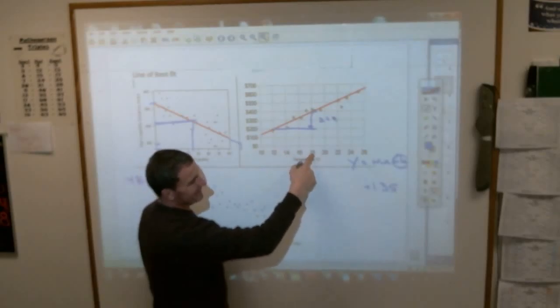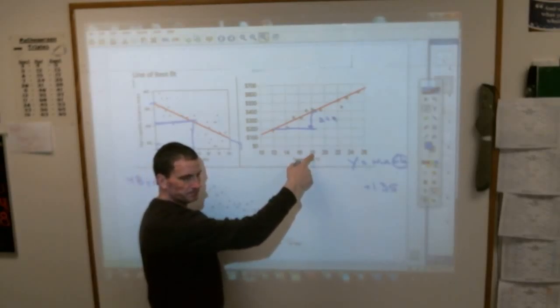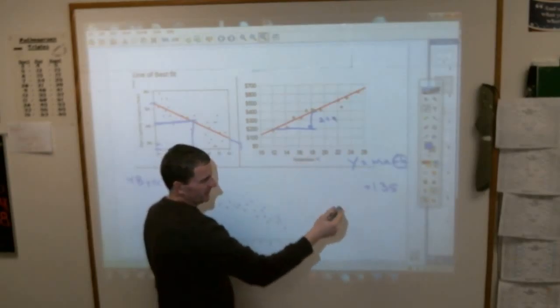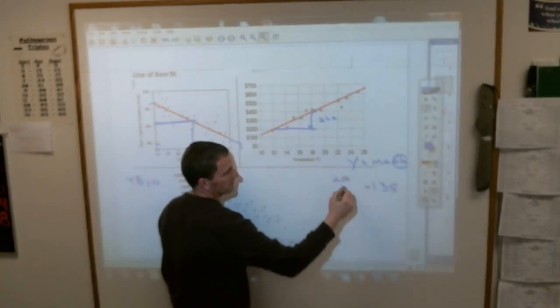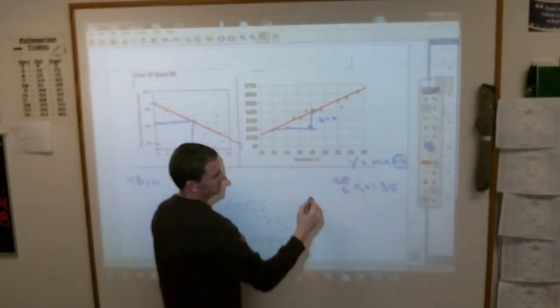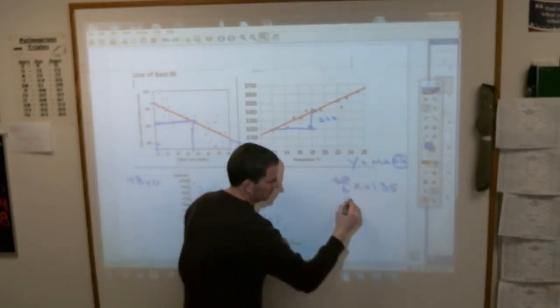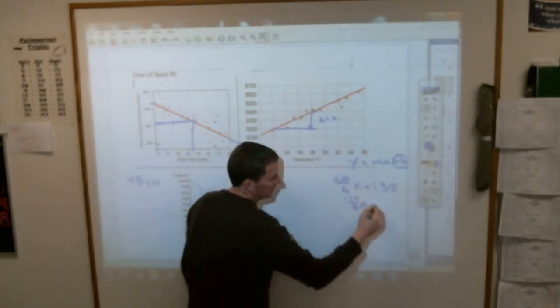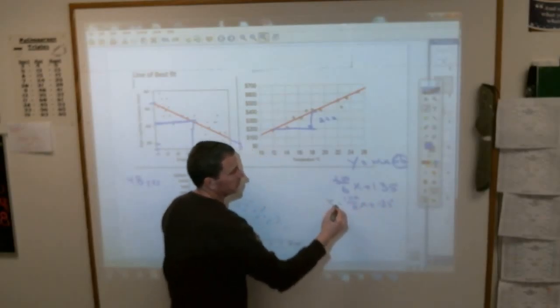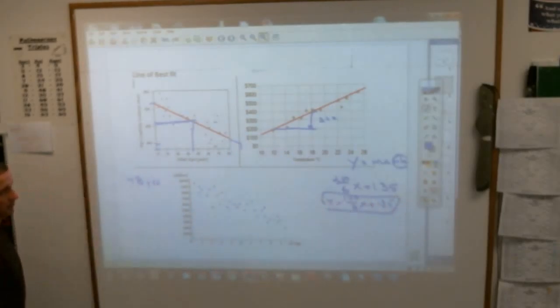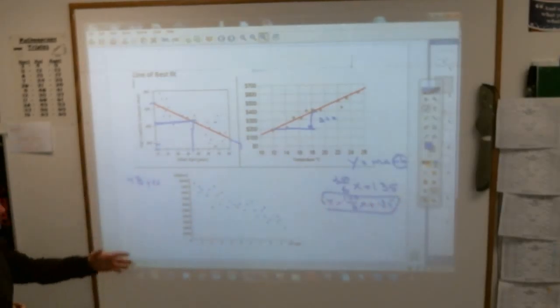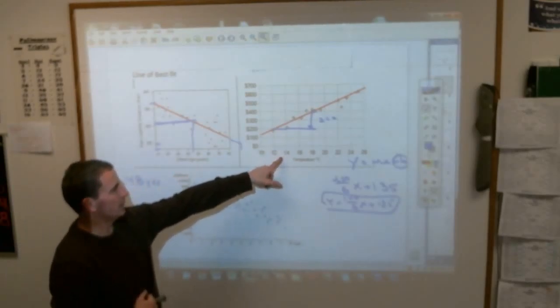From 12 to 18 is how much? To go from 12 to 18, you'd have to go up how much? 6. So it would be 200 over 6x, which reduces down to what? Maybe 100 over 3. And it's not pretty, but you could write that equation of the line so that you actually have something kind of close there.